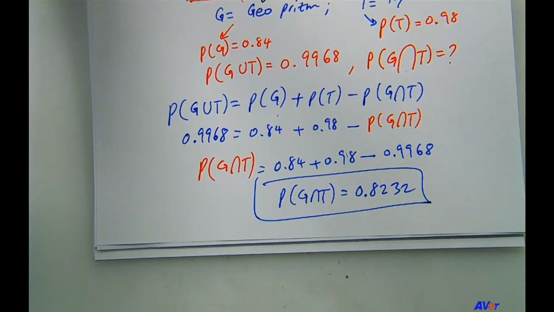So this is calculated to 4 decimal places. Remember, probability values you calculate should be between 0 and 1. If they're outside of that range, you have made an error. You need to retrace your steps to see where the error is.